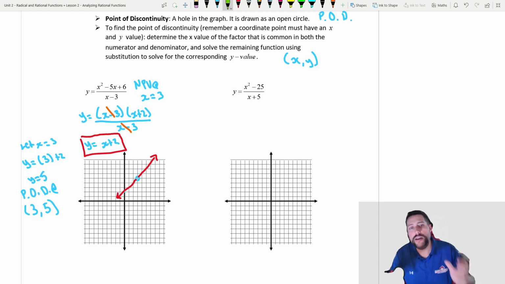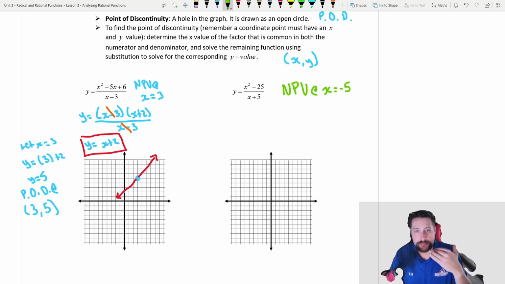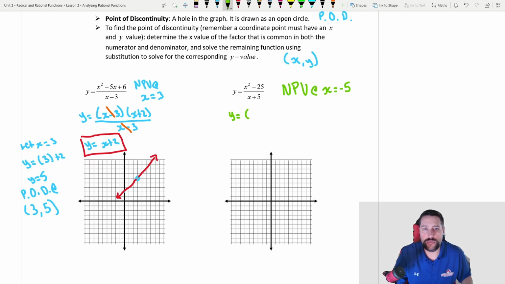So the next one is y is equal to x squared minus 25 divided by x plus 5. So right away, we can determine that the NPV, your non-permissible value, is that x is equal to -5. That'll set the denominator to 0. That'll make it undefined. So we have an NPV at x is equal to -5. Let's factor to see if anything cancels. So x squared minus 25, that's y is equal to x minus 5, x plus 5, all being divided by x plus 5. Well, in this particular case, the x plus 5's cancel. And all we have left is y is equal to x minus 5.